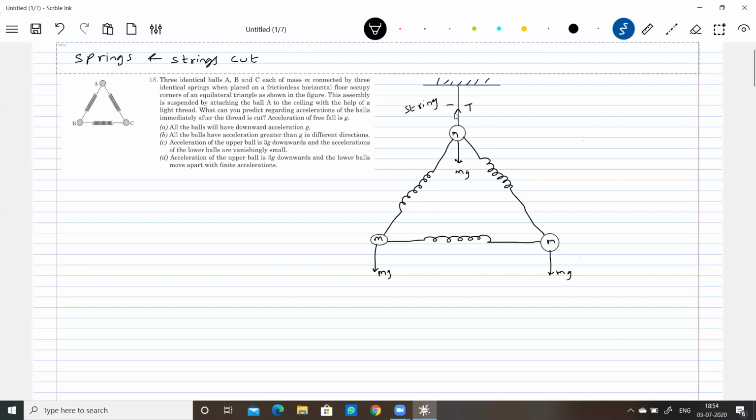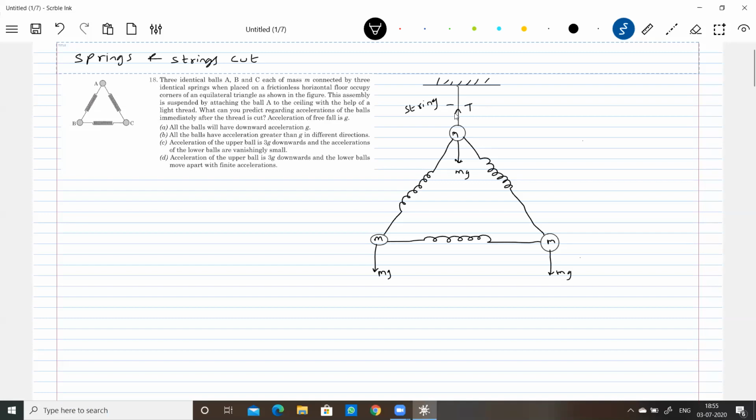Earlier it was vertical, no? So now we have springs in a plane. It's there in Pathfinder, a very good problem. What is the state of the springs? Elongated, compressed? Read the question once. This assembly is suspended by attaching the ball A to the ceiling with the help of a light thread. So now it is suspended. The moment you suspend, what will occur? That also we have to analyze.